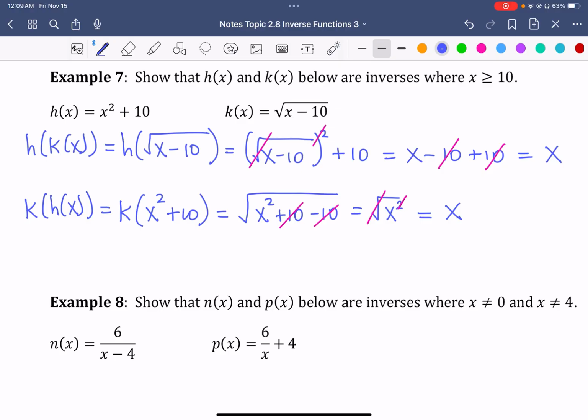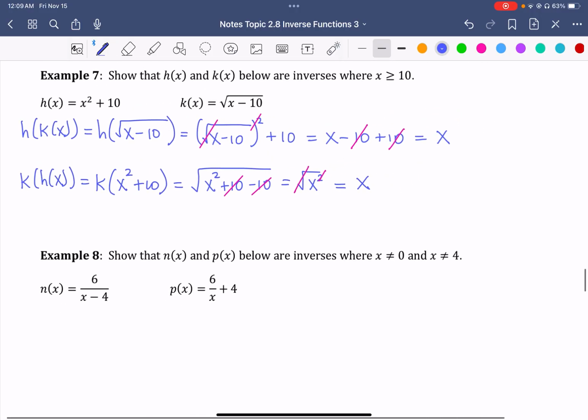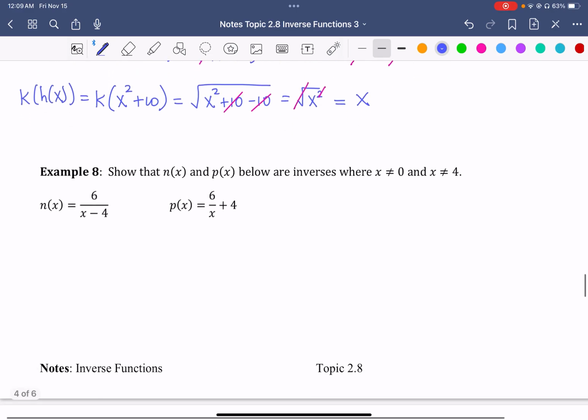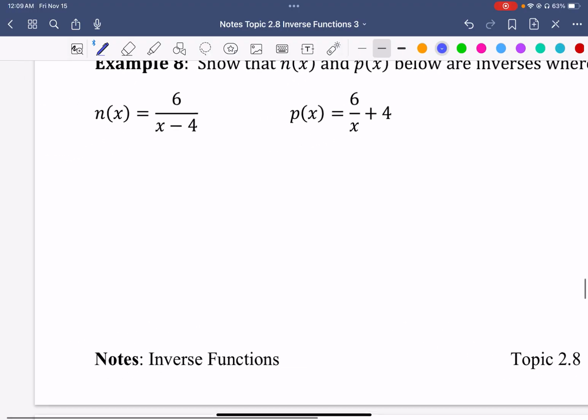So I have shown that h of x and k of x are inverses only where x is greater than or equal to 10. Okay, so without the domain restriction, it wouldn't work. Remember that the square root has to have a domain restriction. Example 8: show that n of x and p of x below are inverses where x does not equal 0 and x does not equal 4.